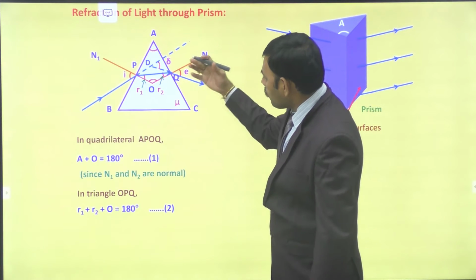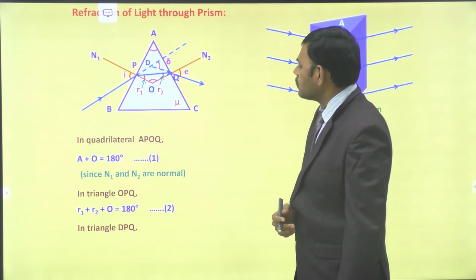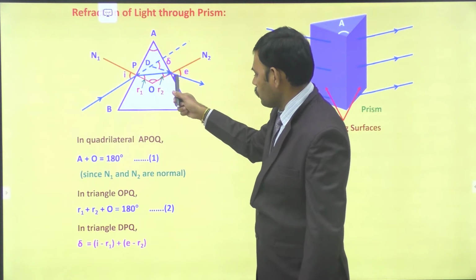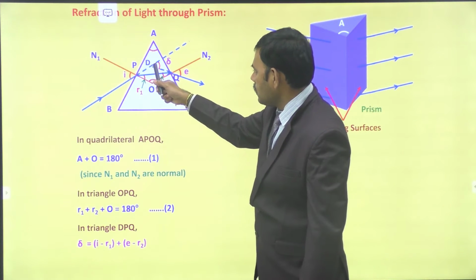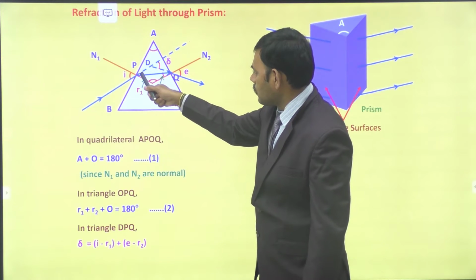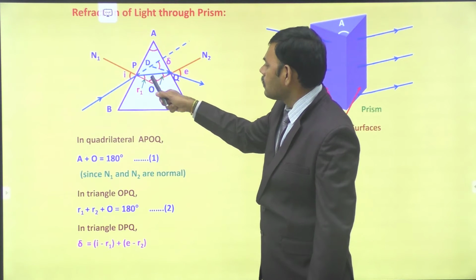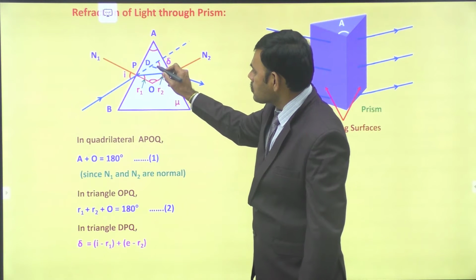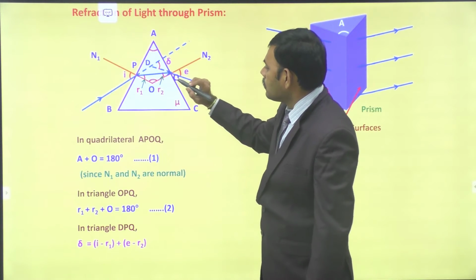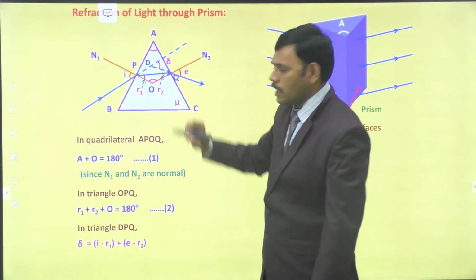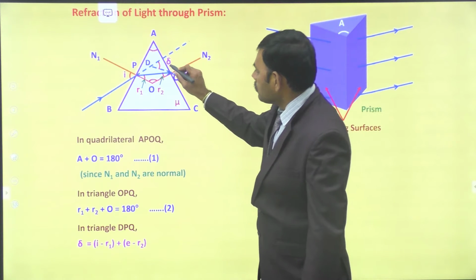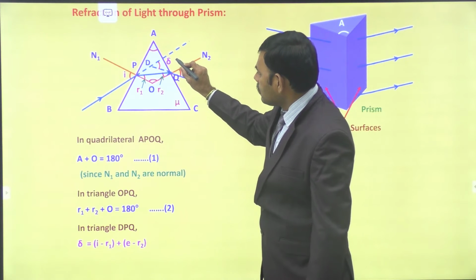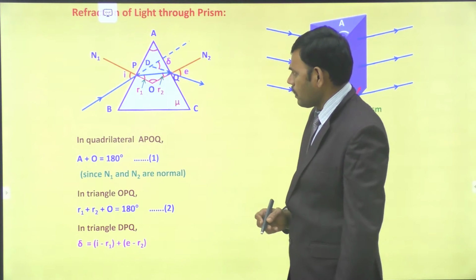So consider one more triangle. That third triangle is triangle DPQ. So try to resolve the triangle, that is DPQ. For this triangle, delta is external angle. So for triangle DPQ, delta is the external angle. External angle is sum of internal angles.